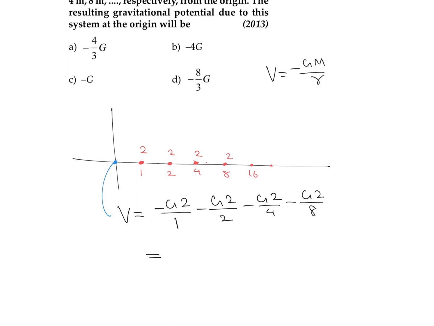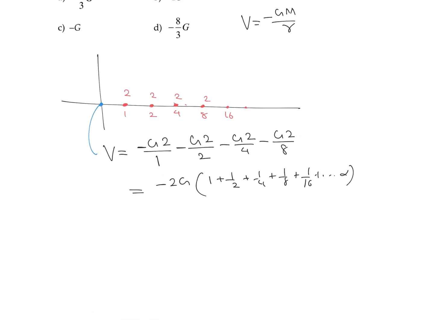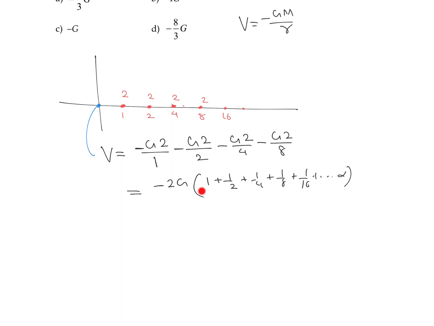If I take minus 2G as common, the remaining thing is 1 plus 1/2 plus 1/4 plus 1/8 plus 1/16, etc., going up to infinity. So our aim is to find the sum of an infinite series, an infinite GP series. GP, as you might know, stands for geometric progression.